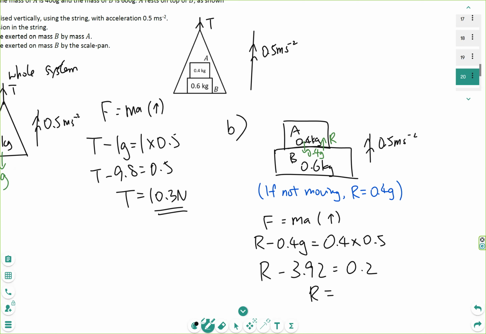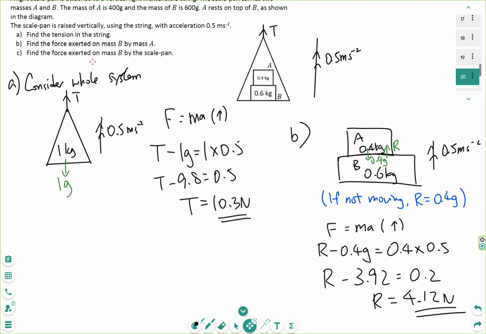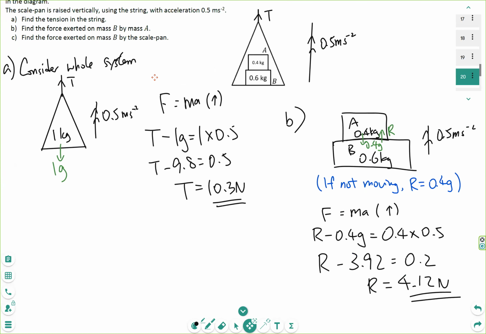So I'll add together: 4.12 Newton. That means A has exerted 4.12 Newton of weight into B. Okay, part C, find the force exerted on mass B by the scale pan.